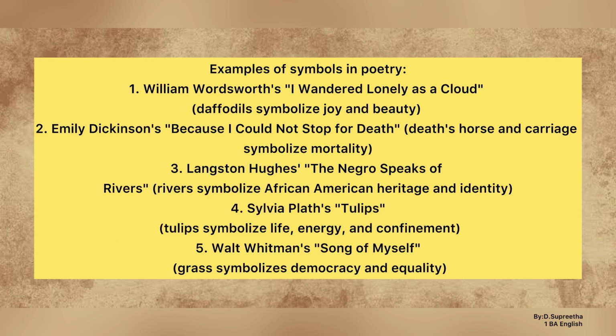Examples of symbols in poetry. William Wordsworth's I Wandered Lonely as a Cloud: the daffodils symbolize joy and beauty. Second, Emily Dickinson's Because I Could Not Stop for Death: death's horse and carriage symbolize mortality. Third, Langston Hughes' The Negro Speaks of Rivers: the rivers symbolize African American heritage and identity.